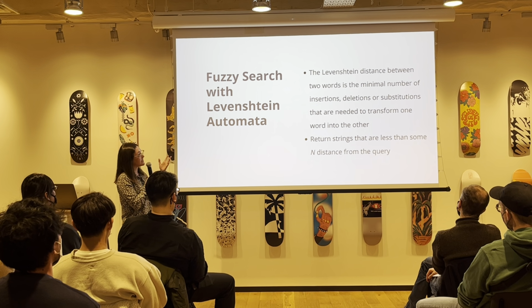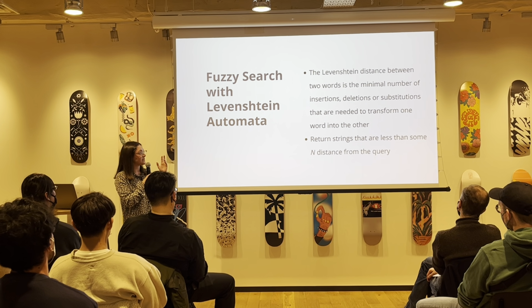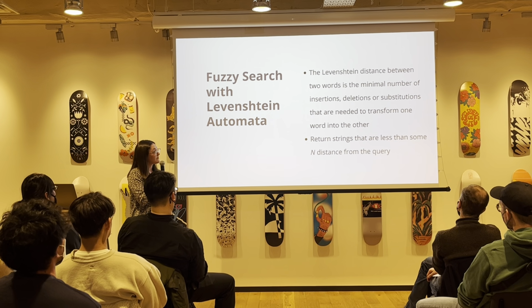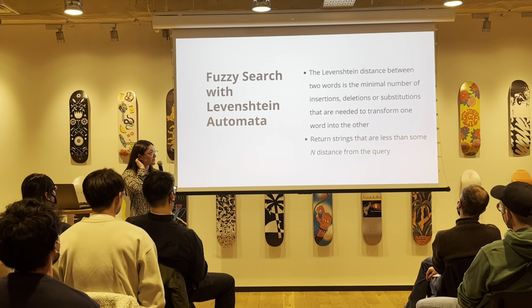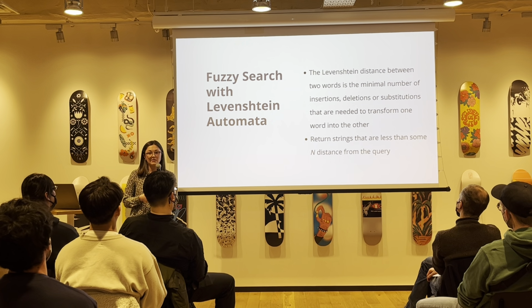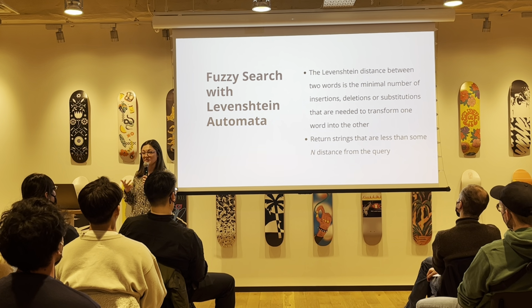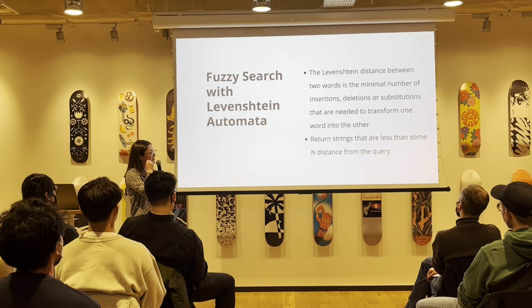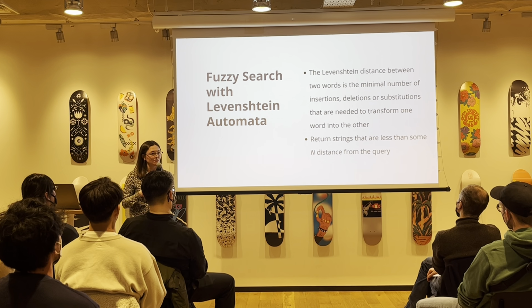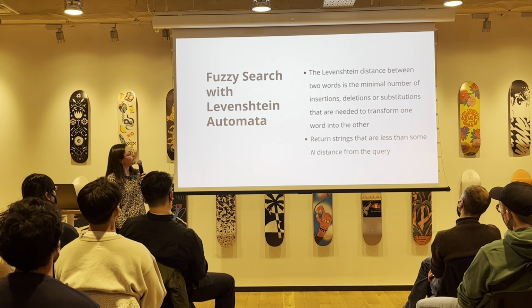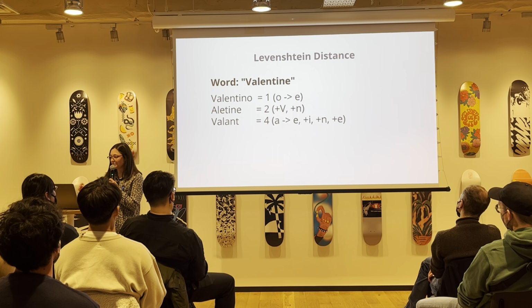So in this case, we're using an algorithm that's based on something called the Levenshtein distance, or the Levenshtein automata. And the Levenshtein distance is very simply just the minimal distance between two words, including insertions, deletions, and substitutions. And the automata actually returns strings that are less than some n distance from the query. So you need to predefine that when you're making your automata. But yeah, that's very high level.